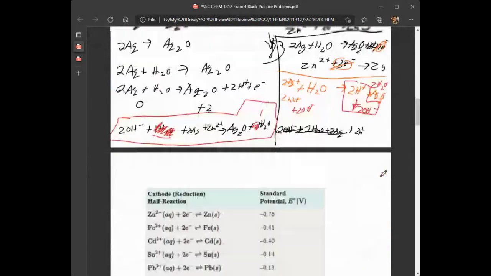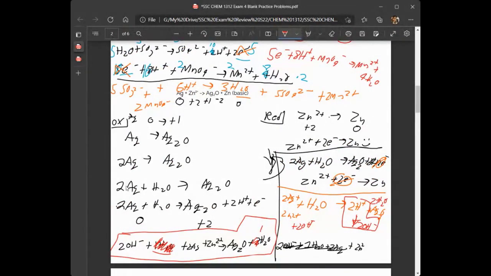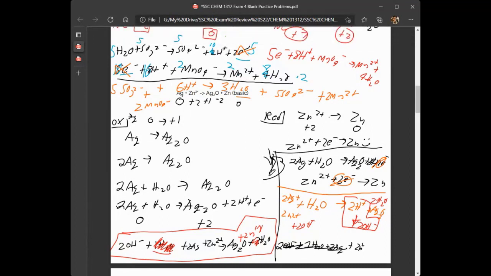Okay, if not, let's go. What about the Zn? Oh, that's a good catch. Okay, and the Zn is also on the right side there. That's a good catch. Yeah, thank you. I'll go ahead and make that in my notes as well.